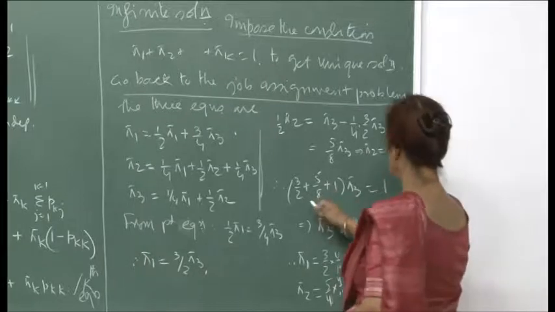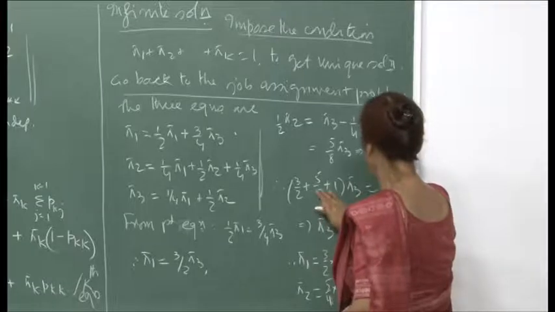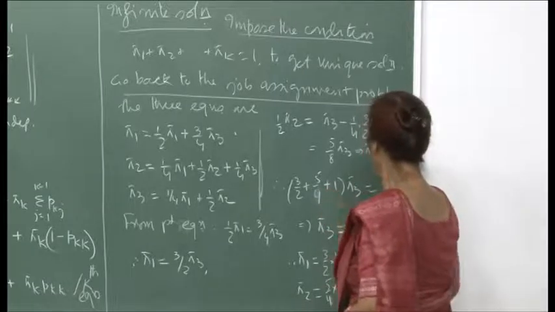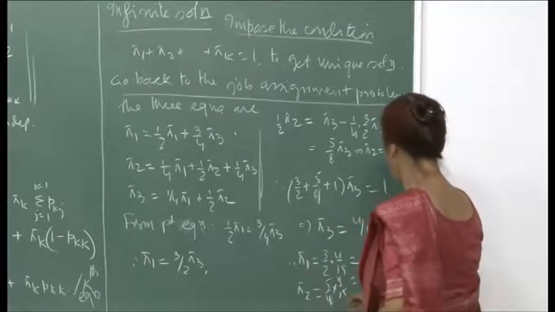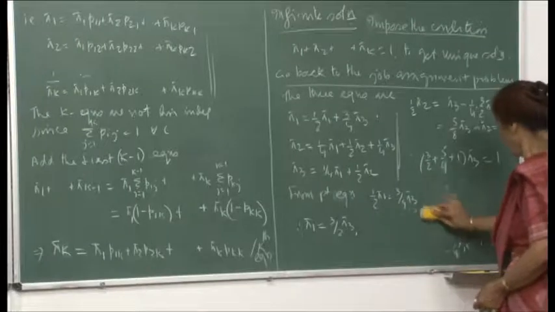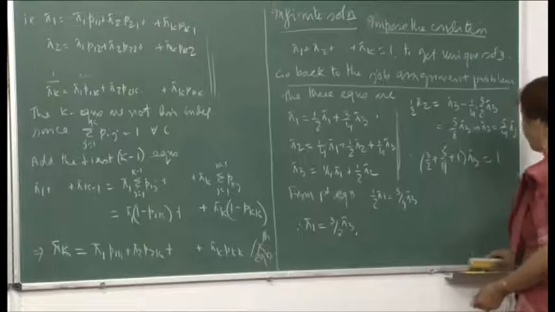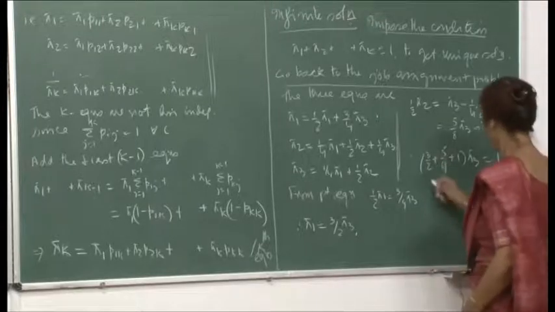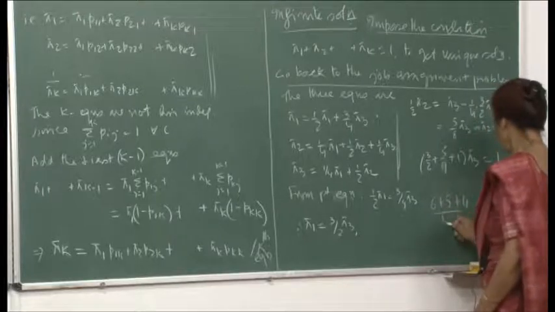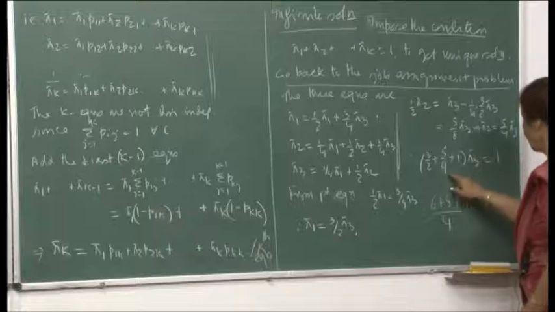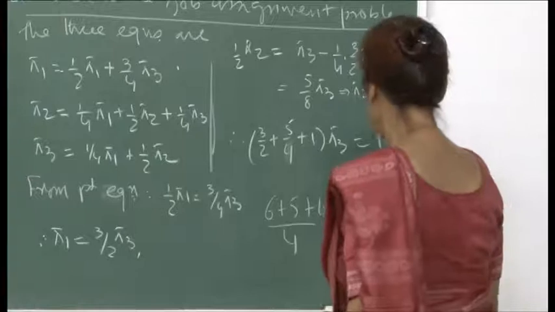So now I substitute the values: pi 1 is 3 by 2 pi 3, pi 2 is 5 by 4 pi 3, and the sum is 1. So how much is this? I suppose I will have to redo this, or maybe this was right. So what is it? This will be 6 plus 5 plus 4, oh, so the value was okay. There was a mistake here, but the value I had computed was okay.